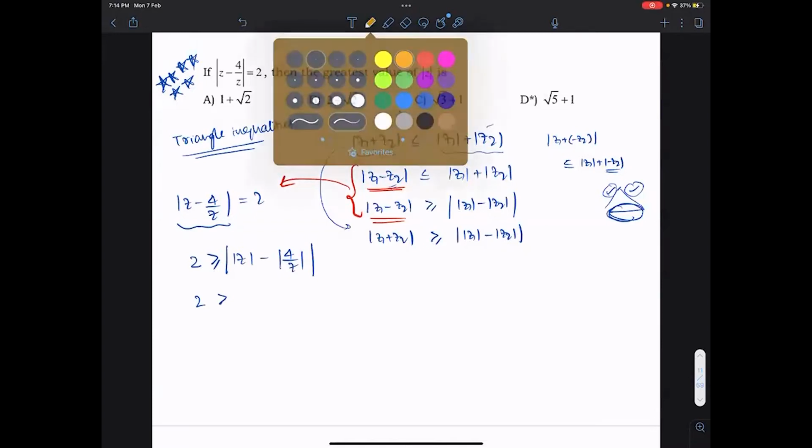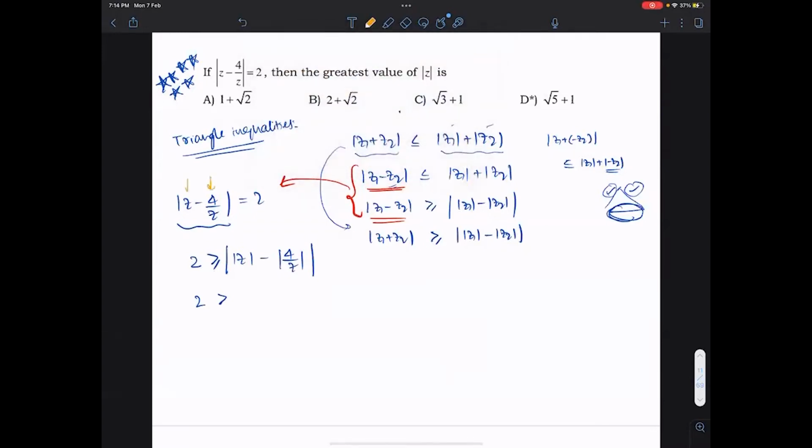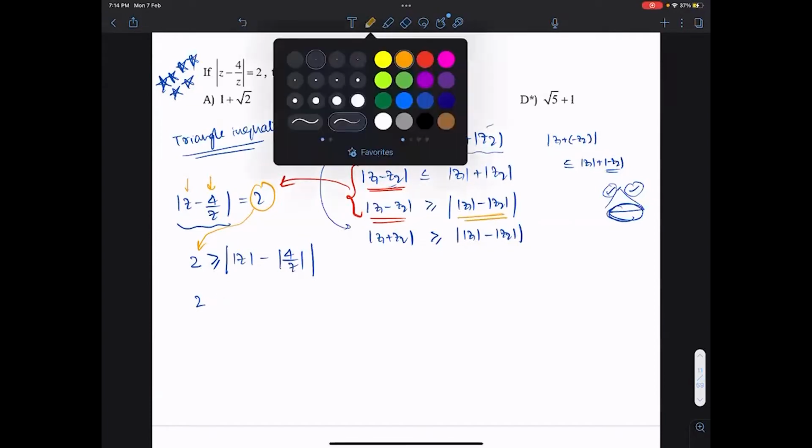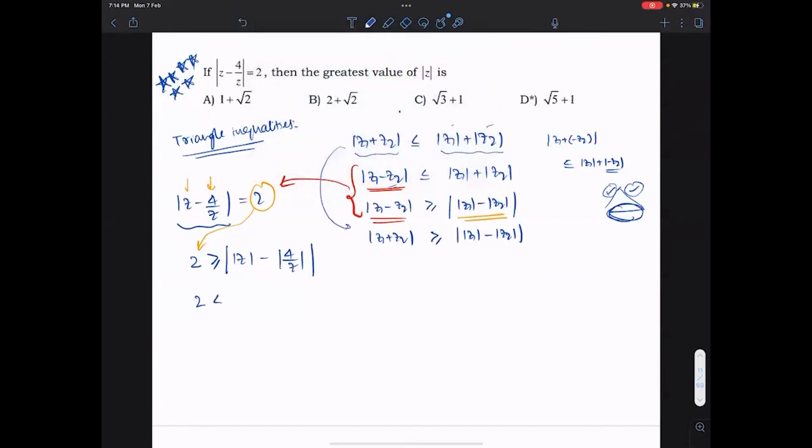Because mod of Z1 minus Z2, that is 2. So if I'm writing 2, that is mod Z1 minus Z2. That is greater than or equal to mod Z1 minus mod Z2. Same way, the other inequality will be less than or equal to mod Z1, that is mod Z, plus mod Z2, mod 4 by Z. Okay. That's it. Now, after this, it is no more a complex number question. Done.